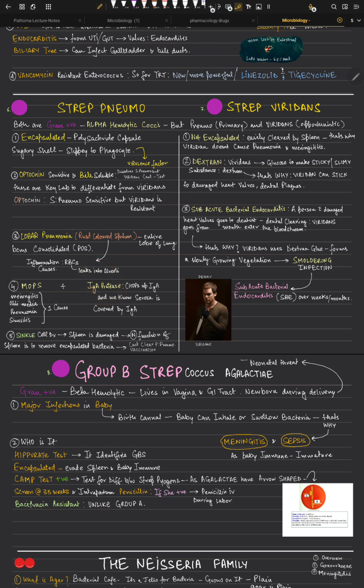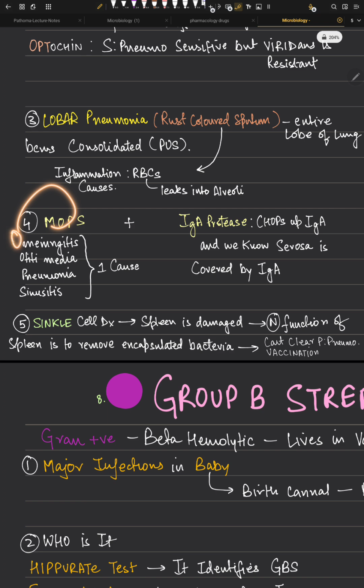And once you attack the serosa, you can lead to itis, inflammation of this serosa, and MOPS means meningitis, otitis media, pneumonia, and sinusitis. Like, one cause, strep pneumo can cause all four of them.